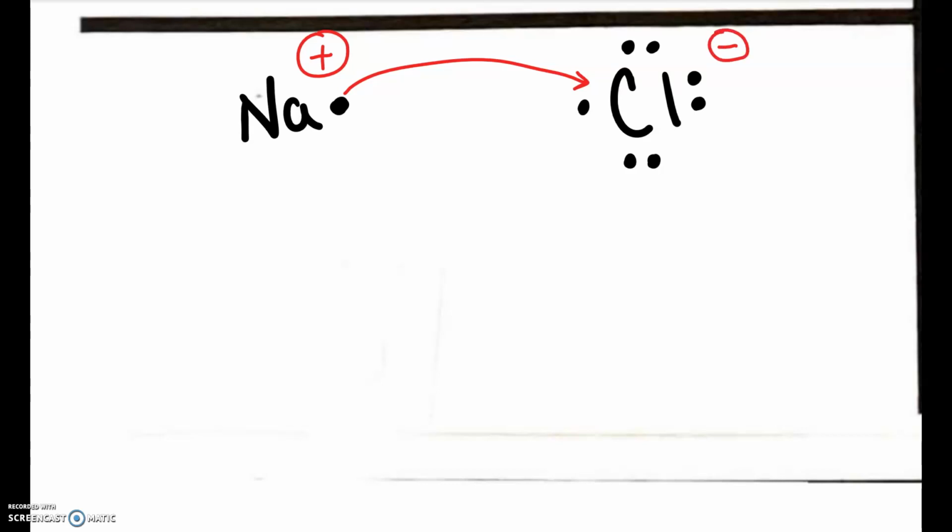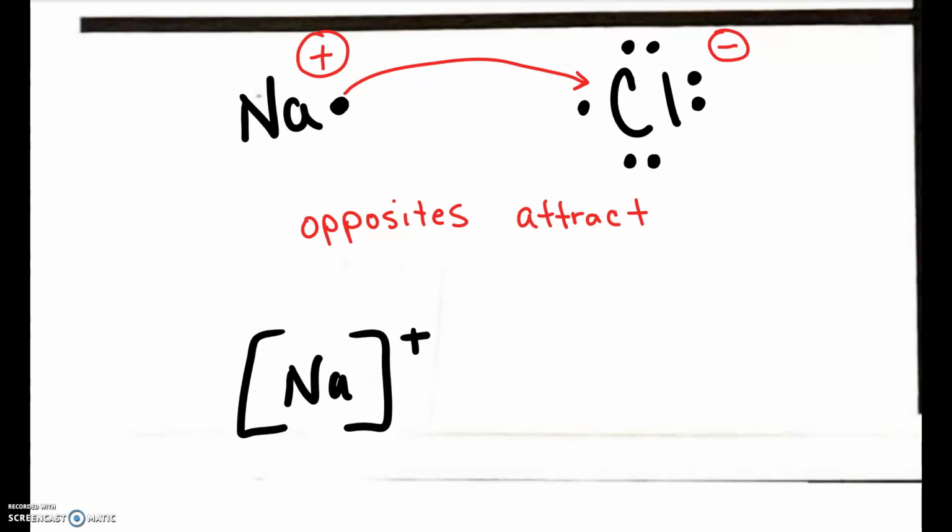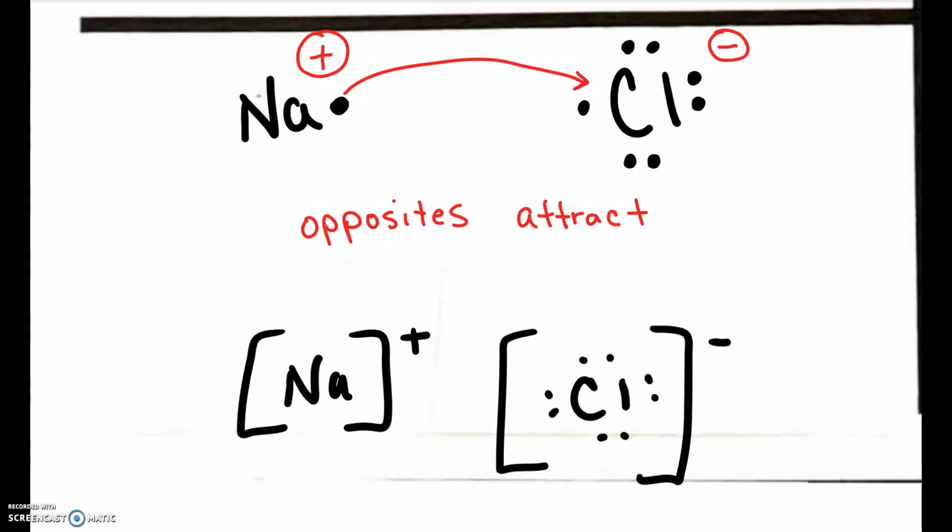We know that opposites attract. And so the positive charge of sodium and the negative charge of chlorine form this attractive bond between them.